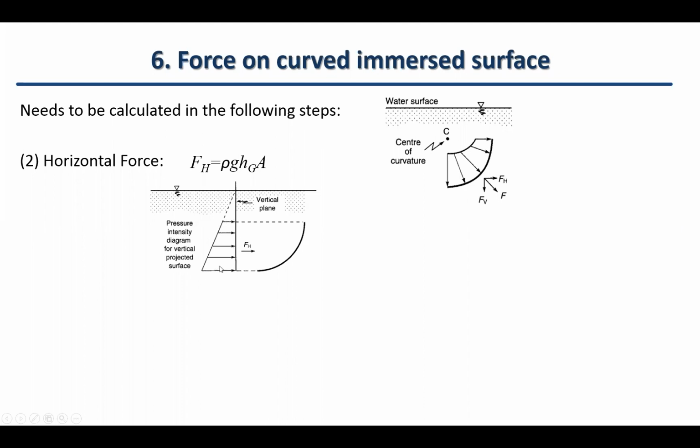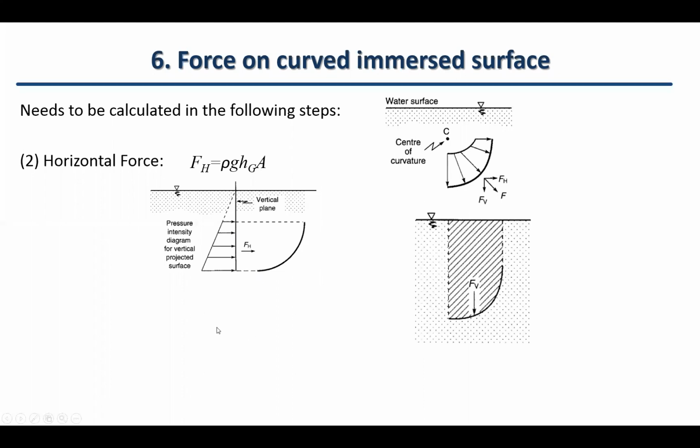So to calculate the resultant force, or horizontal force, of this one, we need to find the centroid, calculate the pressure at that point, and multiply by the projected surface area. If the depth of the centroid of that projected surface is hg, we can write FH equals rho g hg times the area. Area A is the area of the vertical projected surface. Bear in mind, vertical projected surface. So this is the horizontal force, FH.